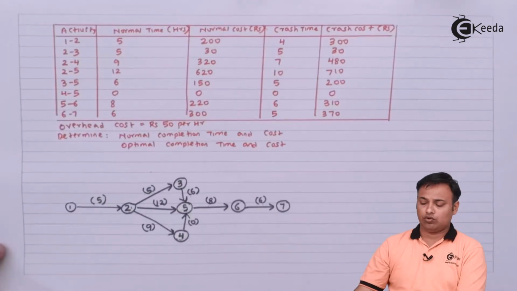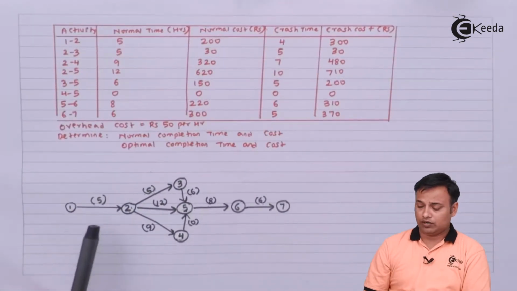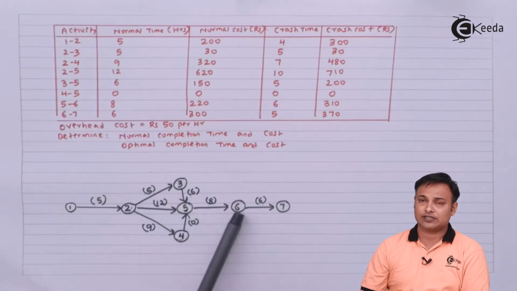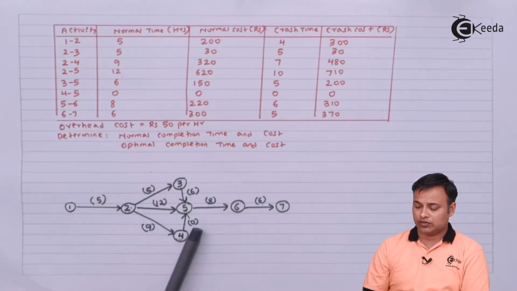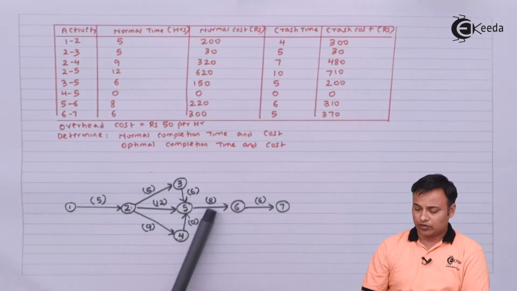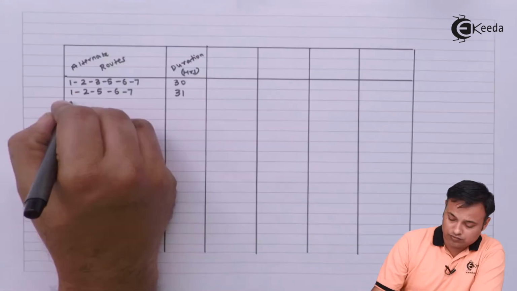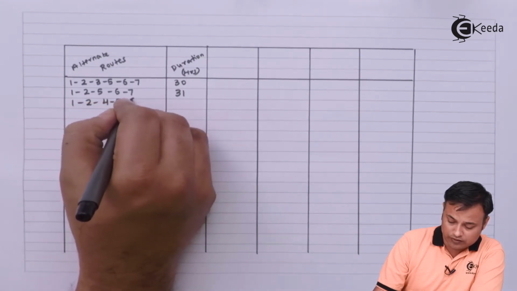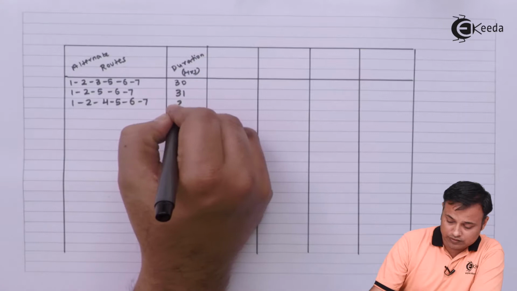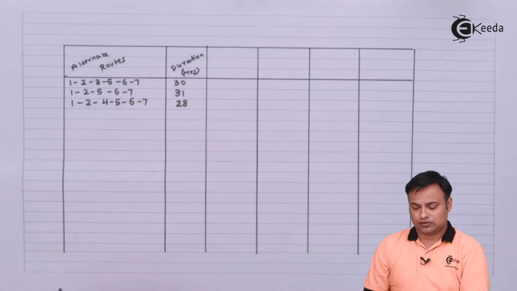We have a third route, that is 1, 2, 4, 5, 6, 7, which will be 5 plus 9, 14 plus 0, 14 plus 8, 22 plus 6, 28. So 1, 2, 4, 5, 6, 7 is 28 hours.